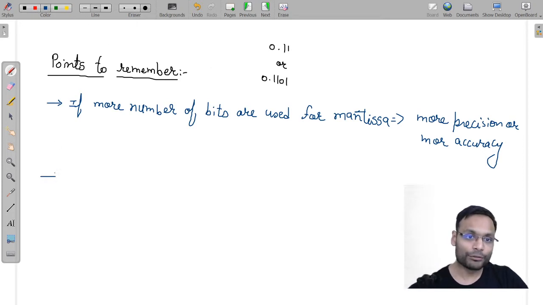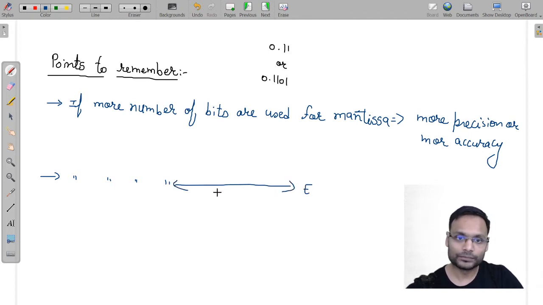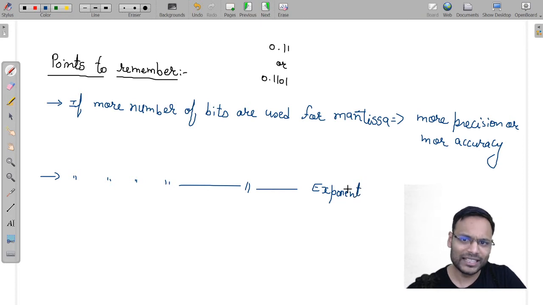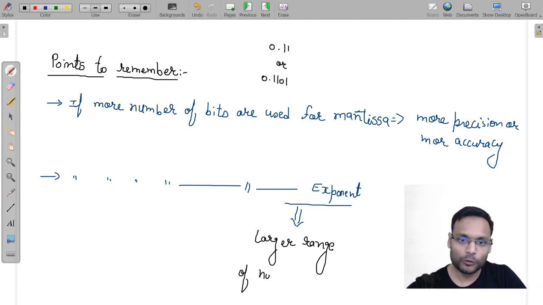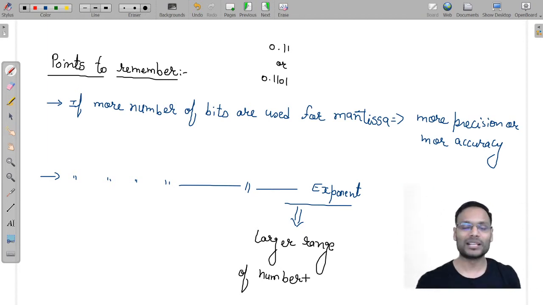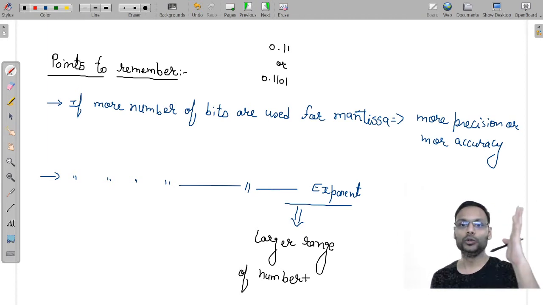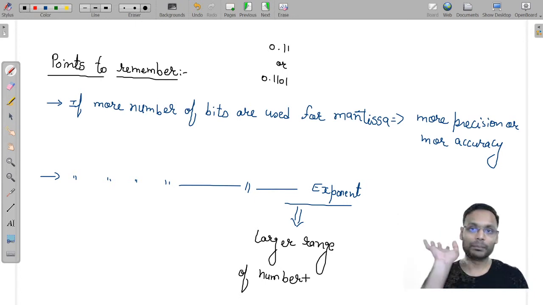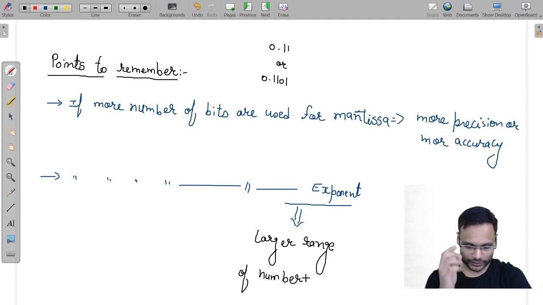Second one, if more number of bits are used for exponent, then what happens? If you have used more bits in the exponent, then you will get a larger range of the numbers. If you want to store the numbers in a larger range, you use more number of bits in exponent. If you want more accuracy, you use more bits in Mantissa. Remember the point.